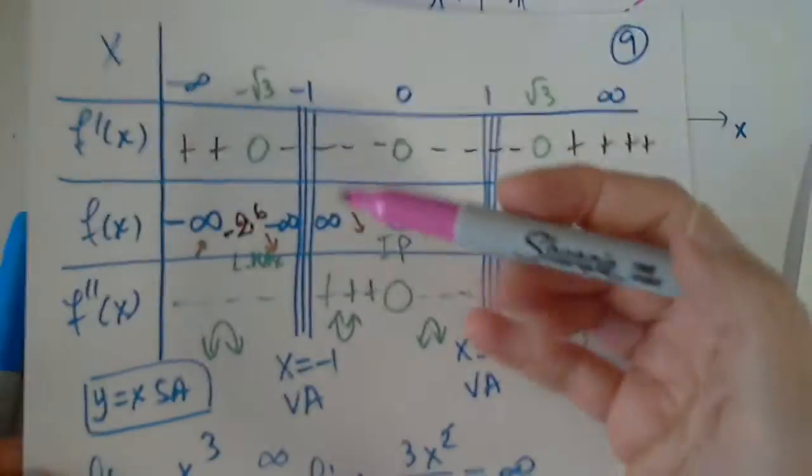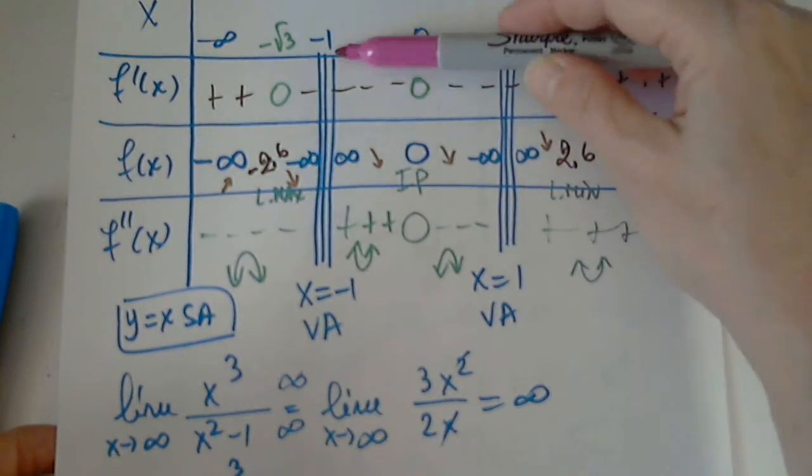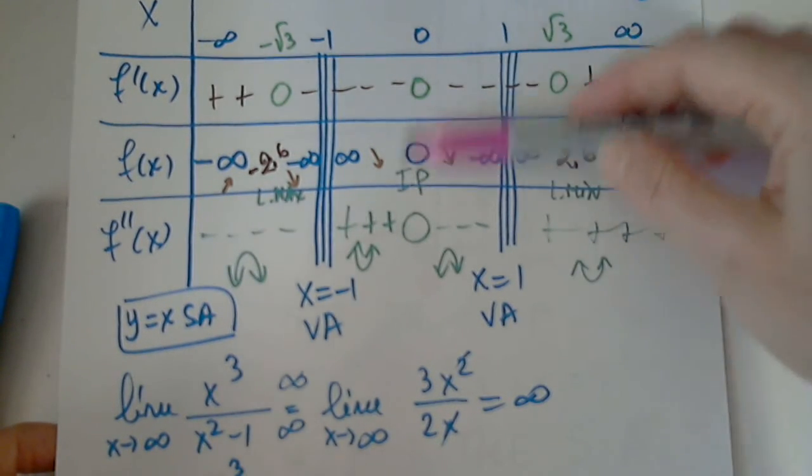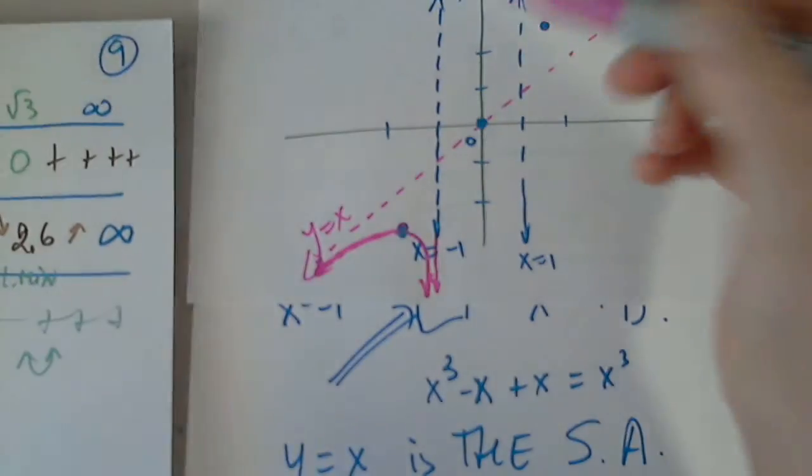In the middle, this is a piece of cake, I should say, coming from positive infinity, opening up, crossing where it has the inflection point, and coming down to negative infinity. No problem here.